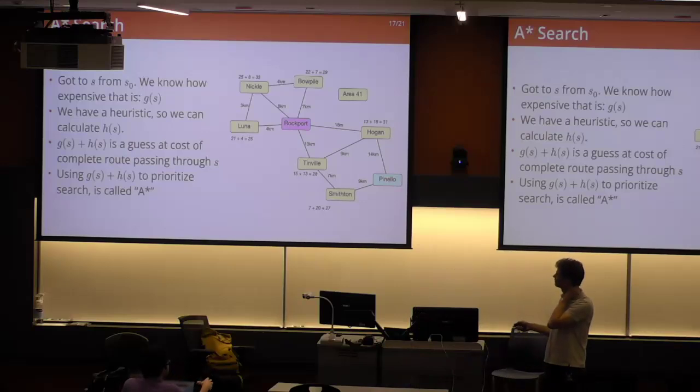Yeah, so we're going to use this combination. G is the actual distance to get to a particular state. H is the heuristic distance to get from that state to the closest goal state. And then we'll use this sum, G and H, to prioritize the search, and that's called A-star search. Yeah?